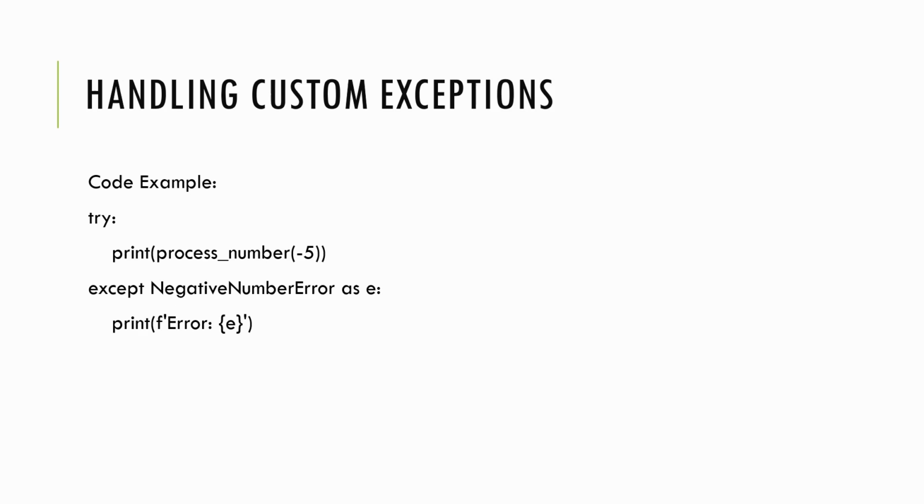In this example, we attempt to process the number -5. Since negative numbers are not allowed, we raise the NegativeNumberError exception. This exception is caught in the except block, where we print the error message: "Error, negative numbers are not allowed."